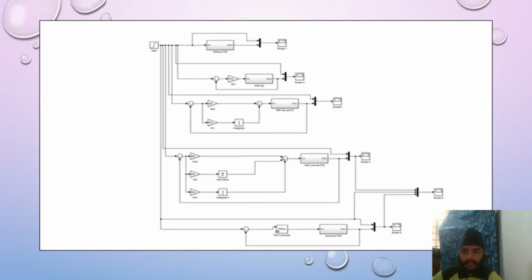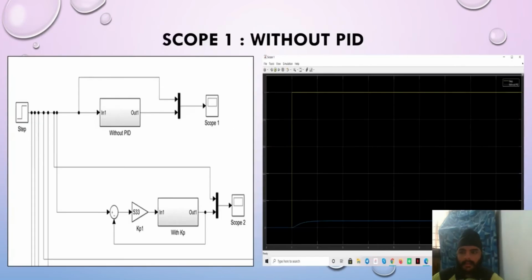This diagram over here shows a full system for the DC motor speed controller with and without PID controller that our group designed. Okay, this is our first result obtained from the system.